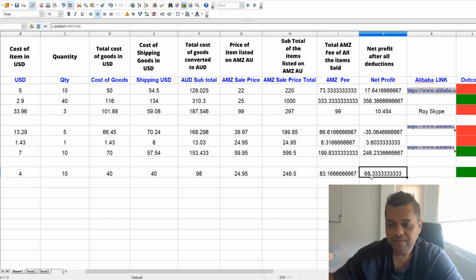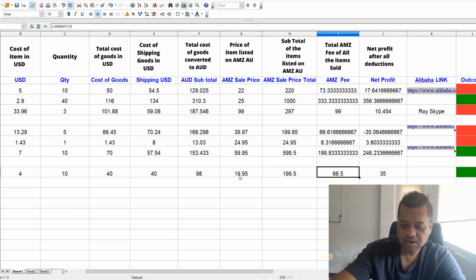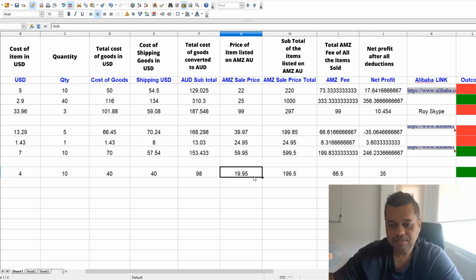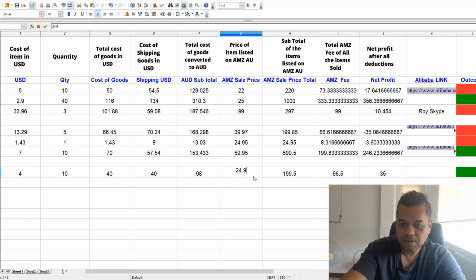All right, so that's a pretty good net profit, because don't forget, we only spent $98 to make $68 profit. So that's pretty good. Even if we sold it for $19.95, we'd make $35 profit. So we spent $98 and we make $35 profit on top.